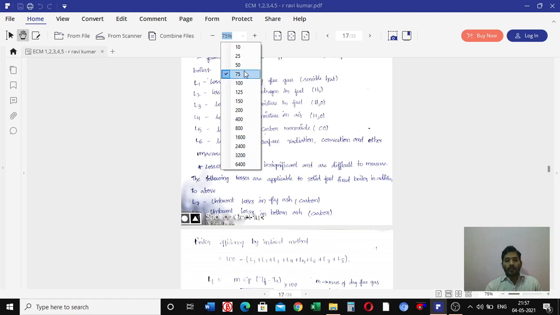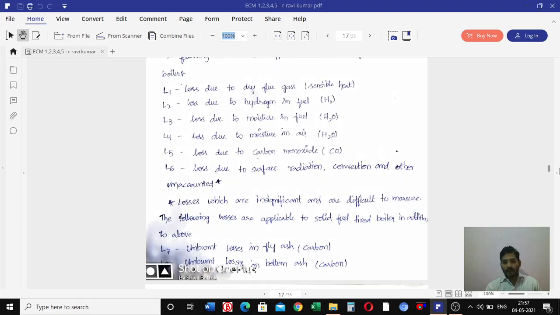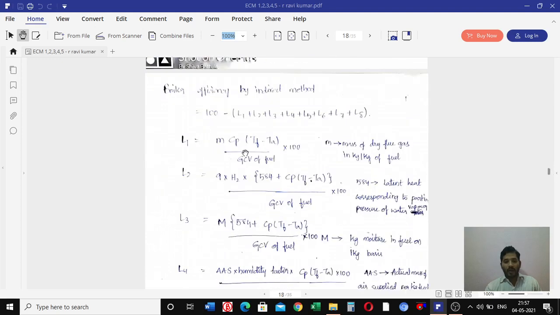So if you want to find out the value of L1: L1 is equal to m times Cp times (Tf minus Ta), divided by the gross calorific value of the fuel, multiplied by 100. Here m is the mass of dry flue gases in kg, Cp is the specific heat capacity of the air, Tf is the final temperature, and Ta is the ambient temperature. From that you can easily get the value of L1. Then how do we find the value of L2?